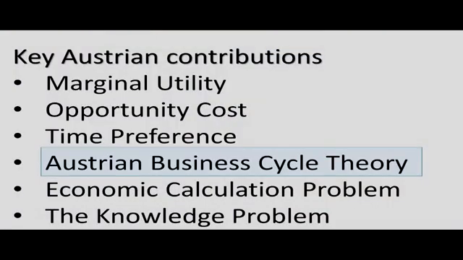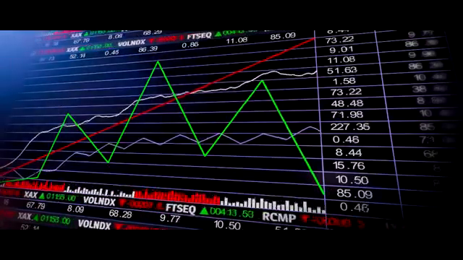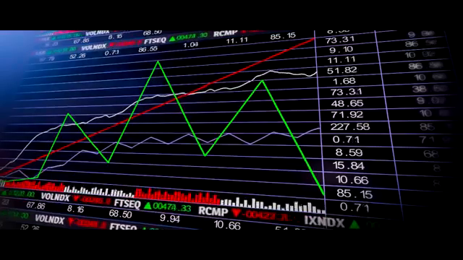One of the theories for which the Austrian school is famous is their theory of the business cycle, which argues that most of the boom-bust cycles we see in the modern economy are caused by expansionary credit.